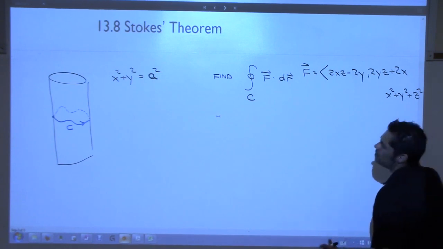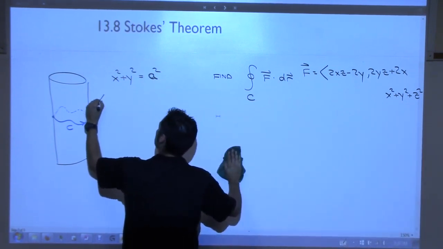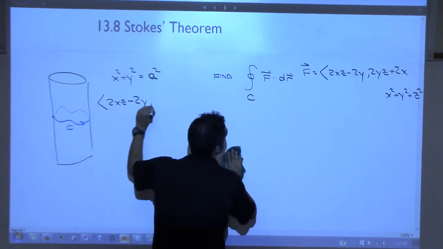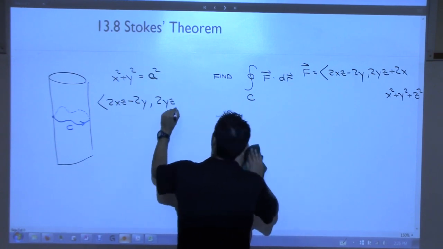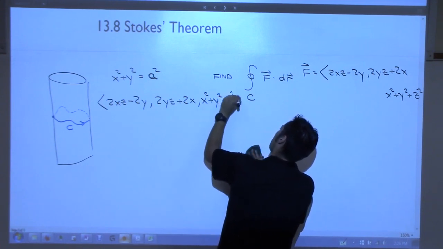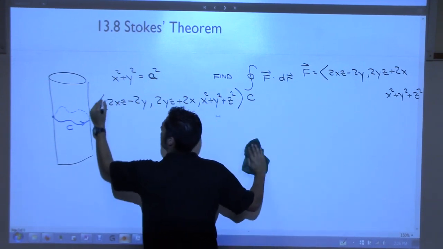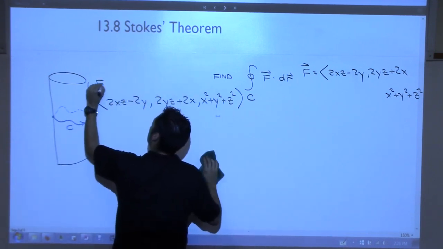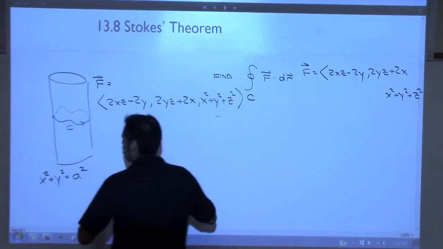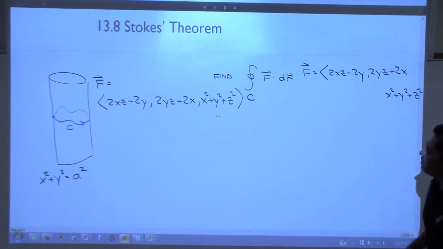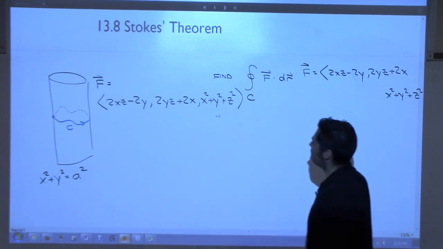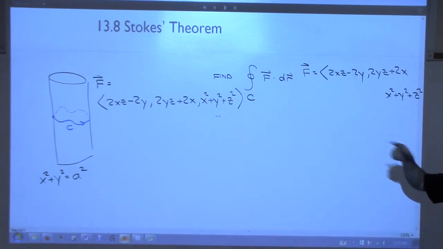All right, so I'm going to put that vector field over here so it's a little easier for me to work over there. 2xz minus 2y, 2yz plus 2x, and x squared plus y squared plus z squared. That's my vector field, all right? That's F. And of course, this we said was x squared plus y squared equals a squared. A is a constant. C is that curve, right? So find the line integral over that curve with that vector field.